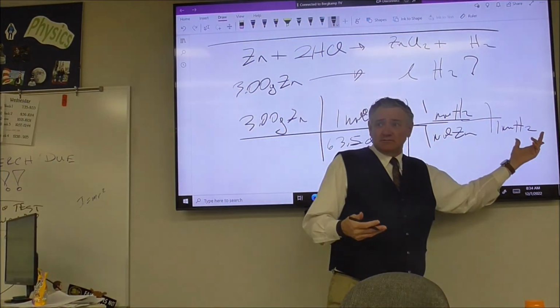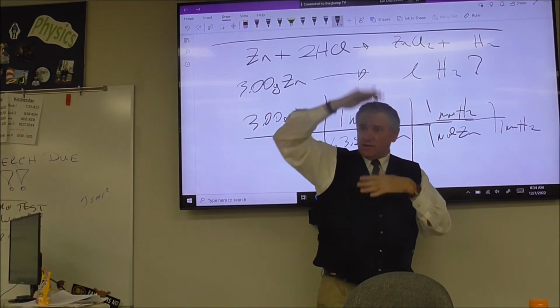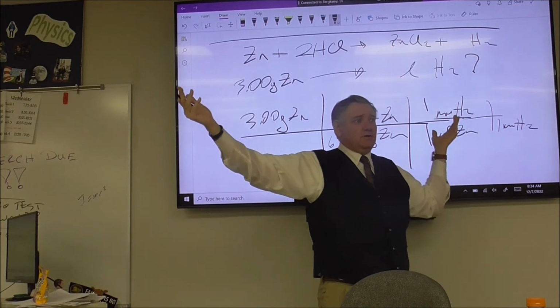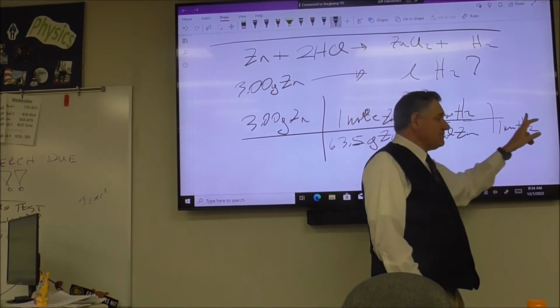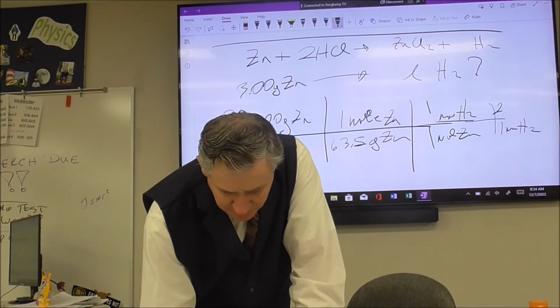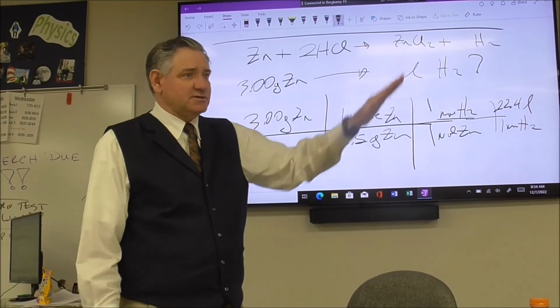Volume's easy to measure. I let it bubble up through a gas collection tube, and you figure out how much volume of hydrogen gas I produced. And there you go. So, because I'm asked to find volume of hydrogen gas, I'm going to put 22.4 liters here. Okay, standard temperature and pressure.